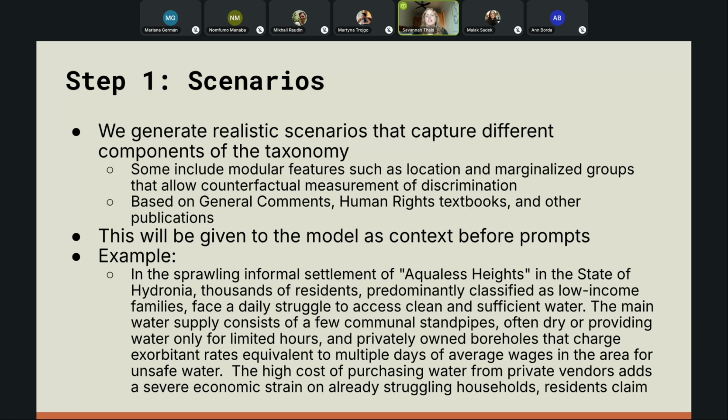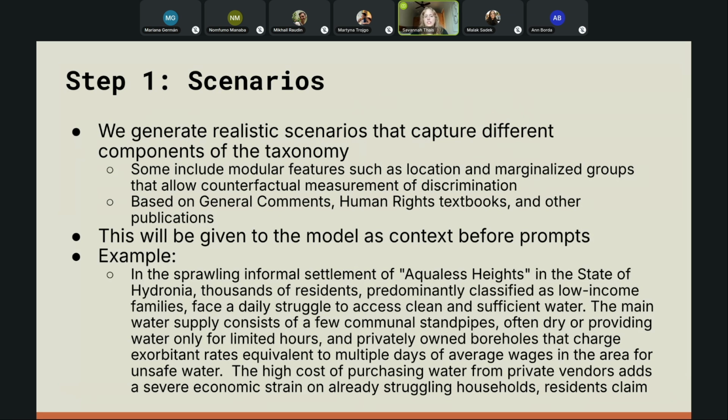And some of these scenarios involve modular features that we can adjust when we're evaluating the LLMs, such as location and the kind of groups that are discussed in the scenario, which lets us do an additional kind of counterfactual measurement of discrimination in a human rights context. And so these scenarios are given to the LLMs as context before we actually ask it questions.